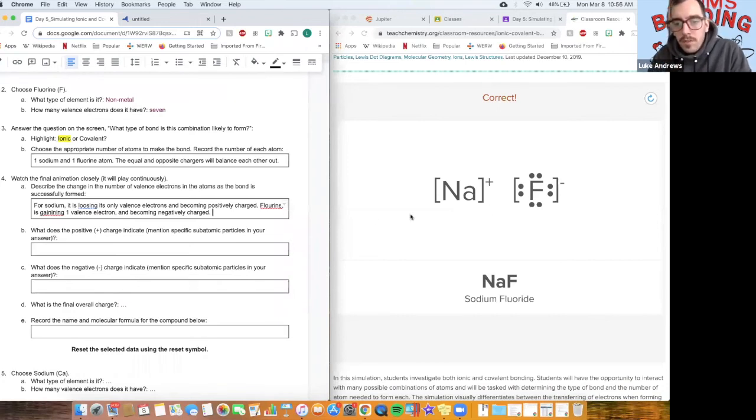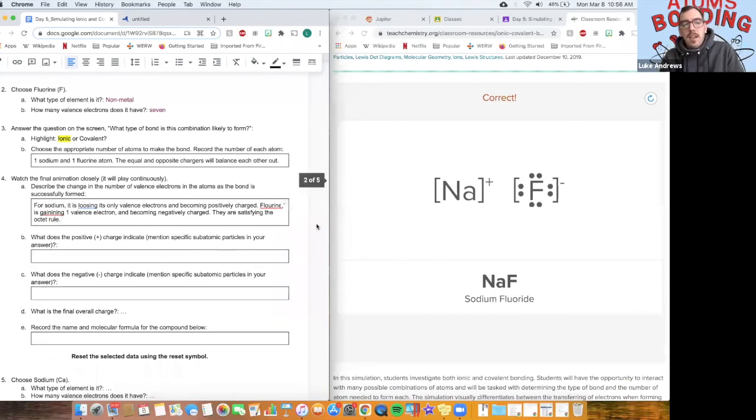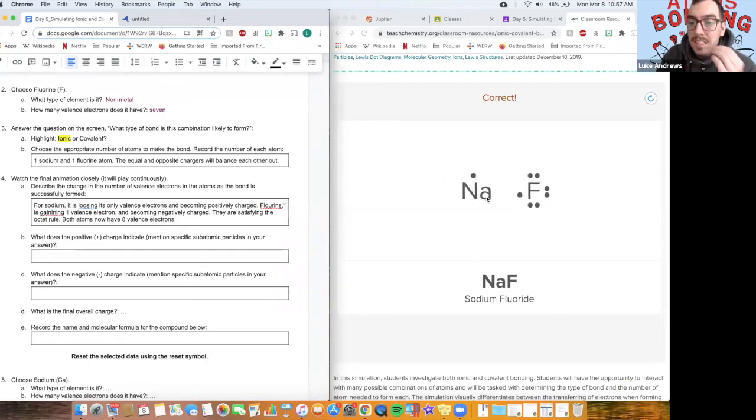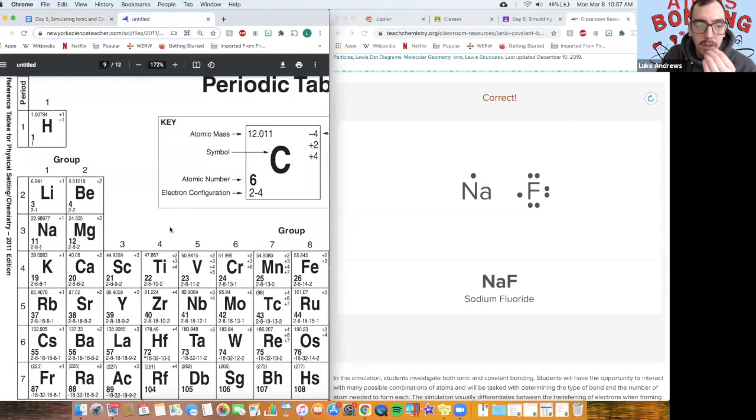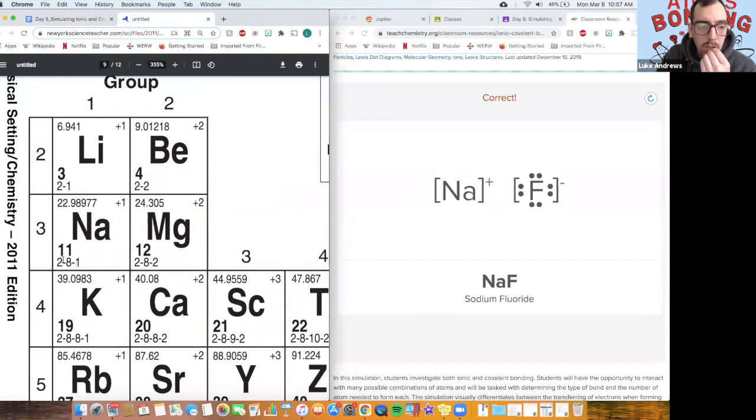So what is the purpose of this? Well, they are satisfying the octet rule. Both atoms now have 8 valence electrons. It may look like sodium has 0 valence electrons, but I'm going to bring it back to the reference table to highlight the fact that sodium has a configuration of 2-8-1. So if we get rid of that 1, now sodium has stripped its outer layer and is nice and stable and happy with an outer set of 8 valence electrons.